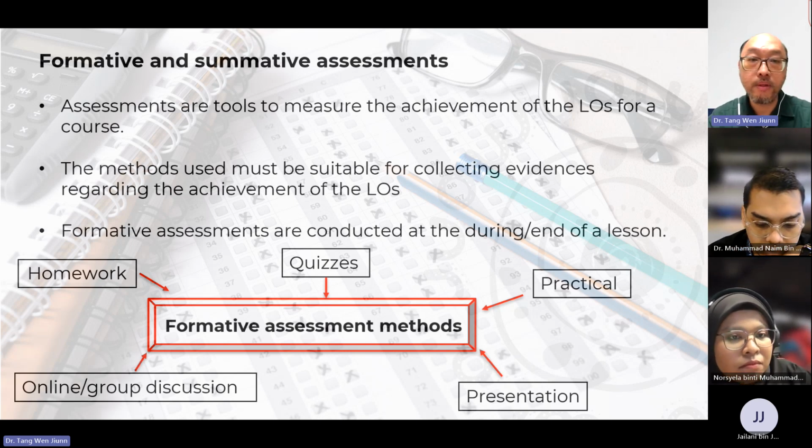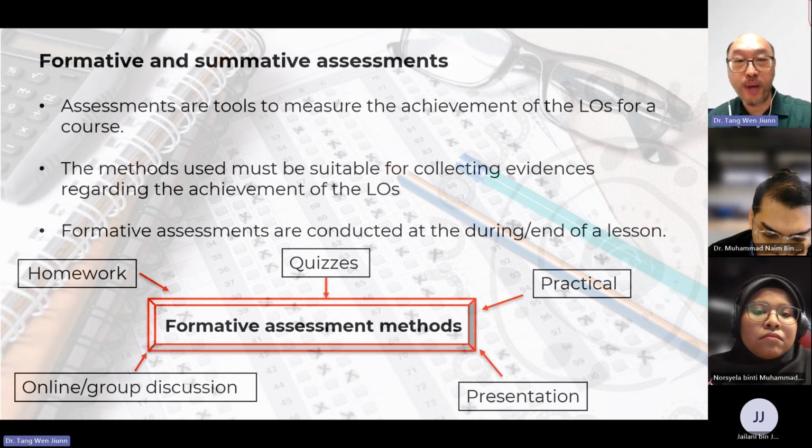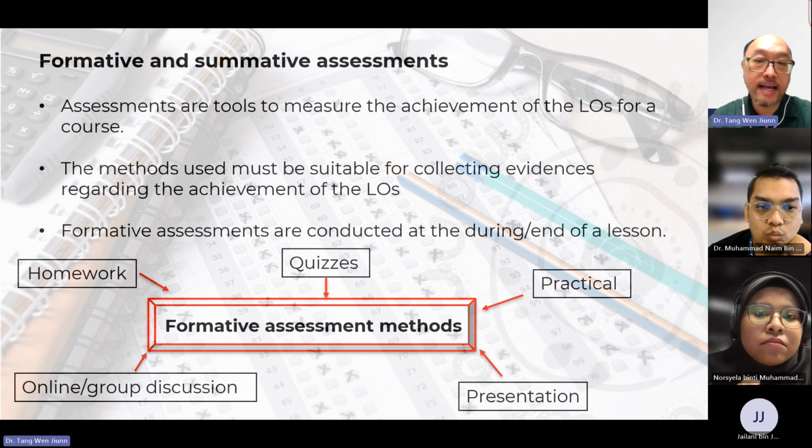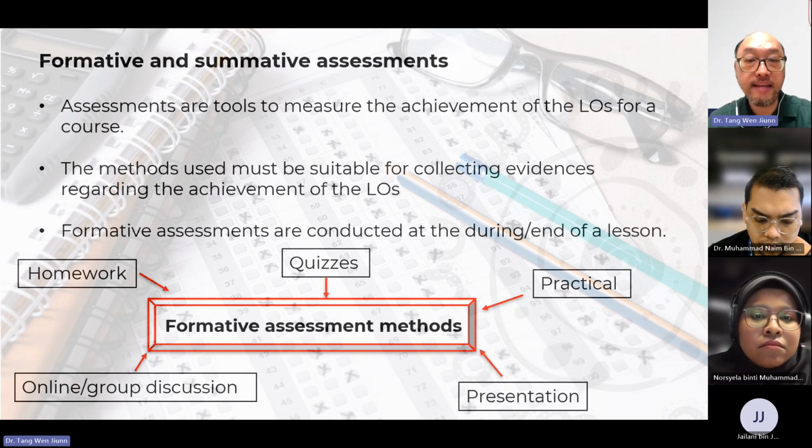So homework, quizzes, which don't contribute to any marks. Okay, practicals, presentations, and online or group discussions. These are some of the methods that can be formative assessment. Sometimes you might say, presentation, that one seems like summative. Yes, correct. A presentation can be formative or summative, depending on the instruction in the activity itself.